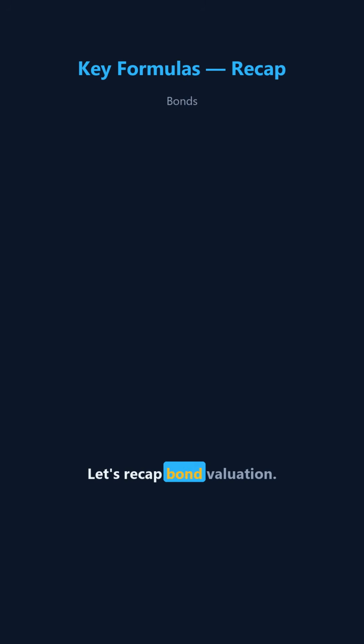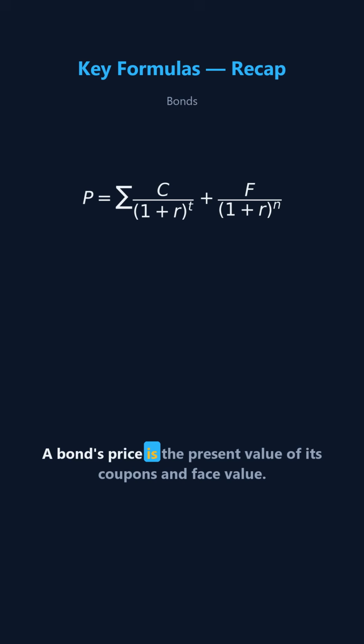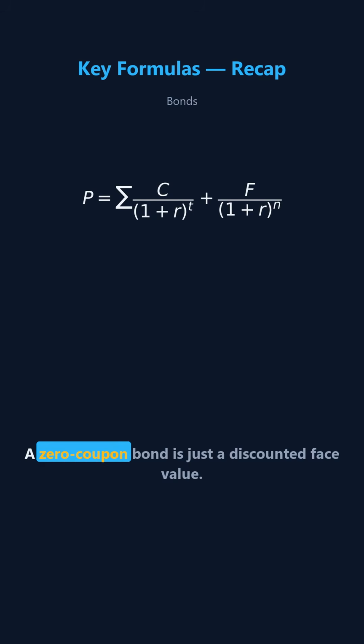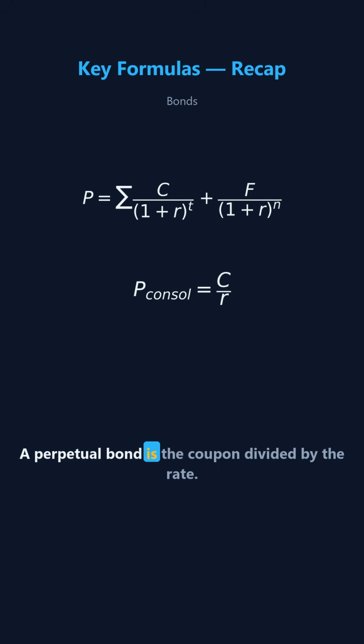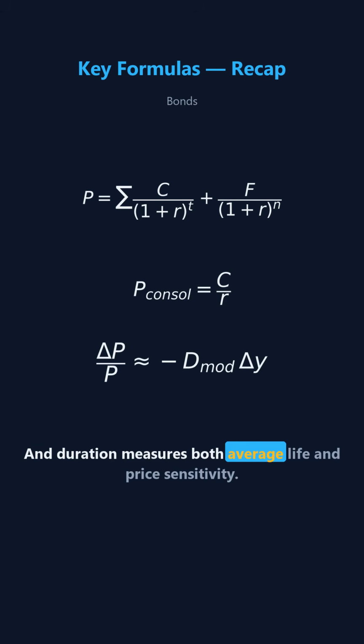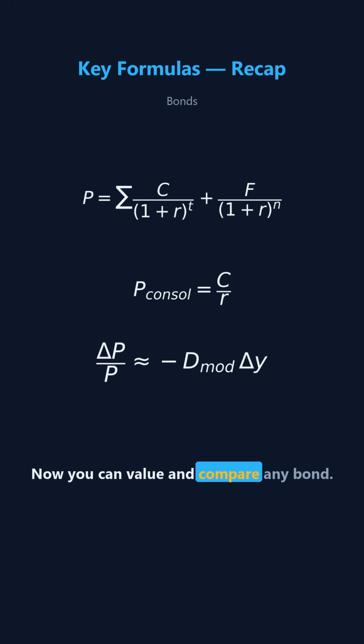Let's recap bond valuation. A bond's price is the present value of its coupons and face value. A zero-coupon bond is just a discounted face value. A perpetual bond is the coupon divided by the rate. And duration measures both average life and price sensitivity. Now you can value and compare any bond.